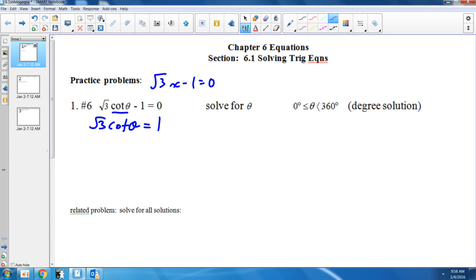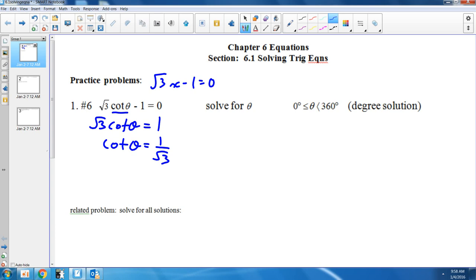If you make one negative mistake at the beginning or in the first step, everything that follows is going to be off. So it's very important. Do one thing at a time. Don't do things in your head. Then you want to divide by radical 3, so you're left with cotangent theta equals 1 divided by radical 3.